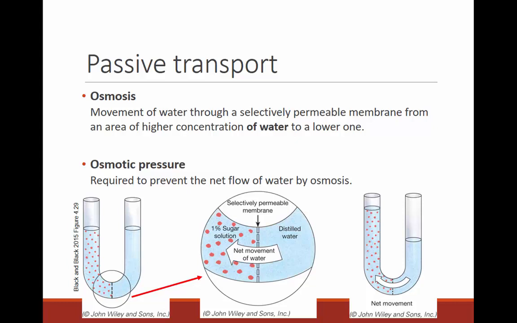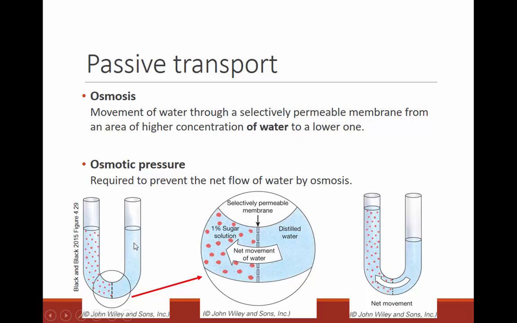Another way, if we're talking about water movement, so this is passive transport, we talk about osmosis. Water's quite a small molecule, and if we had a U-shaped flask or system, and at the bottom of the U we had a semi-permeable membrane. On one side we've just got distilled water, pure-ish water, and on the other side we've got water, but in this case we've got sugar in there as well. So it's a 1% sugar solution.